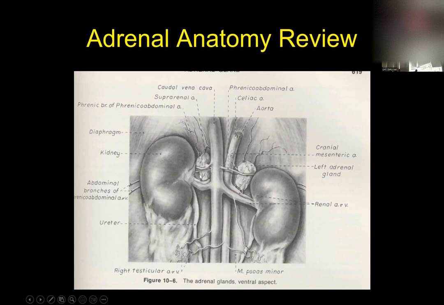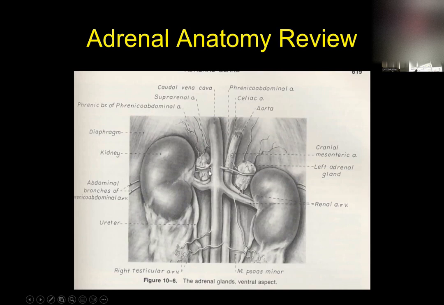The reason I would draw the right one a little bit differently is that the right one tends to hug the caudal vena cava. It is wrapped around, like spooning with the caudal vena cava. It's not part of or attached to the cava, but it's really right next to it. So there's no real gap most of the time on the right side.